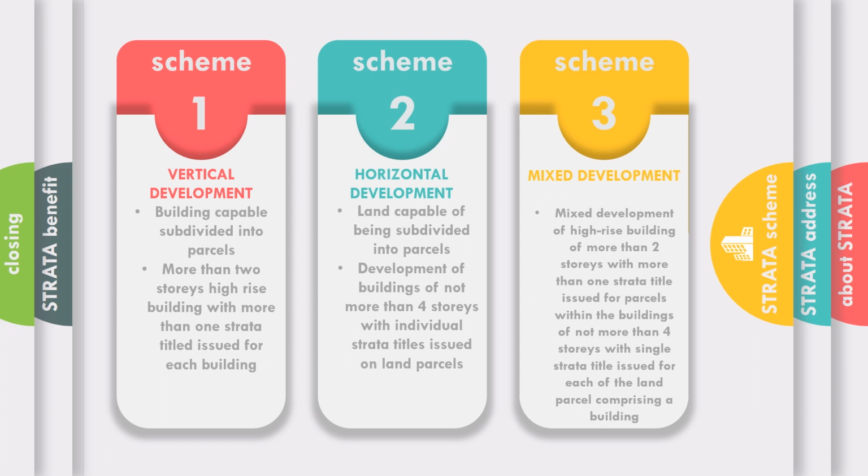Last but not least, mixed development. Mixed development consists of high-rise buildings of more than 2 stories with more than one strata title issued for parcels within the buildings, and buildings of not more than 4 stories with a single strata title issued for each of the land parcels comprising a building. Basically, it is defined as a combination of vertical and horizontal development.